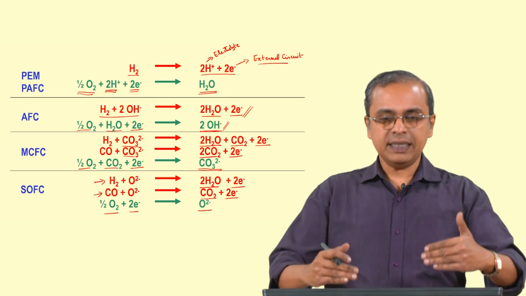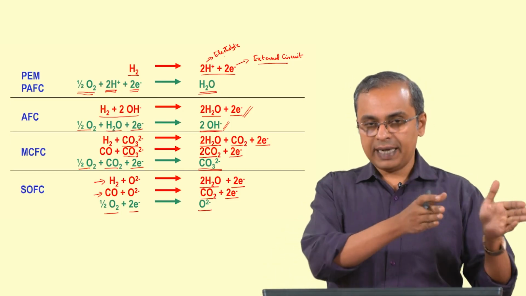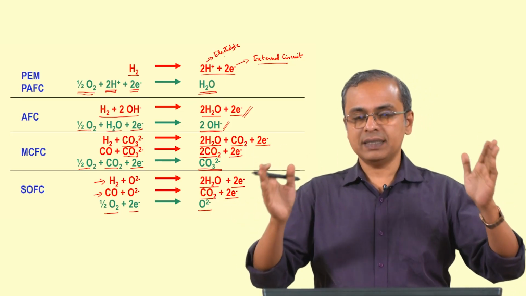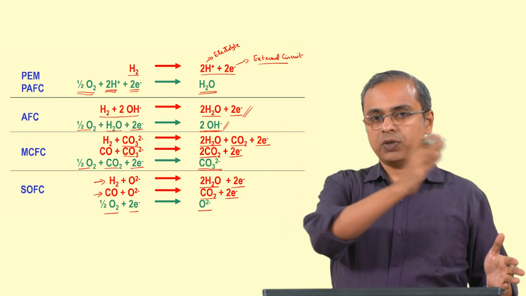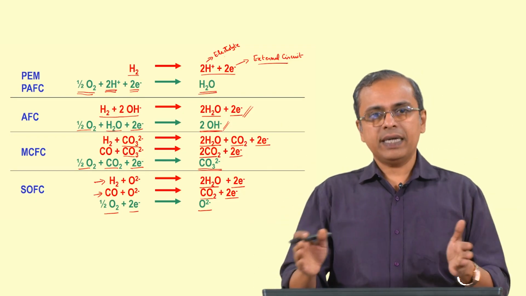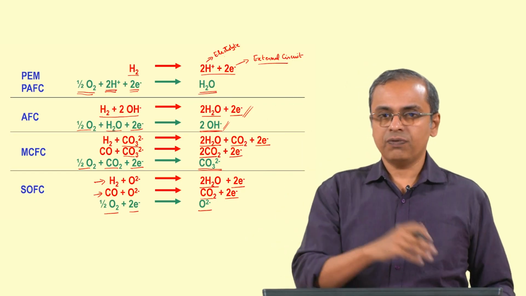Okay, so in all these cases that we have just seen, you have some reaction occurring on the anode, some reaction occurring at the cathode, and depending on which reaction generates the ion, that ion correspondingly goes through the electrolyte and then completes the reaction on the other side. In all cases electrons go in the external circuit from anode to cathode.